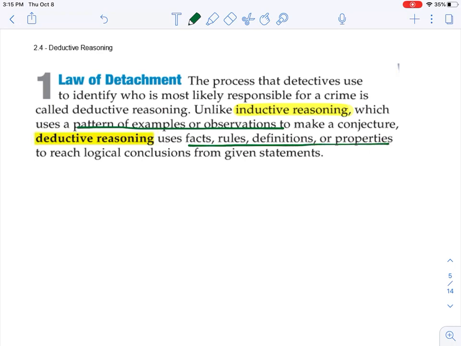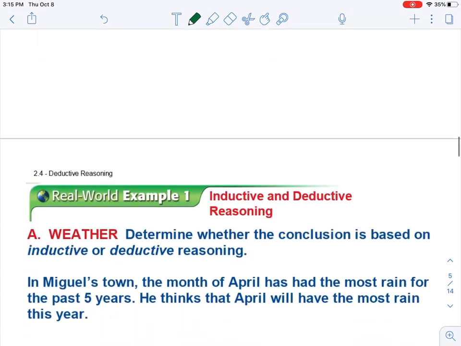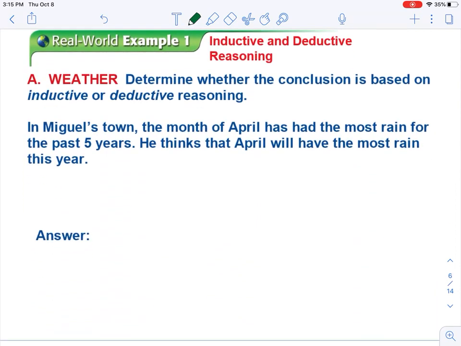So on the next few, we're going to decide inductive or deductive. Inductive is a pattern or observation, and deductive is facts, rules, definitions, or properties. So on this one, determine whether the conclusion is based on inductive or deductive reasoning.